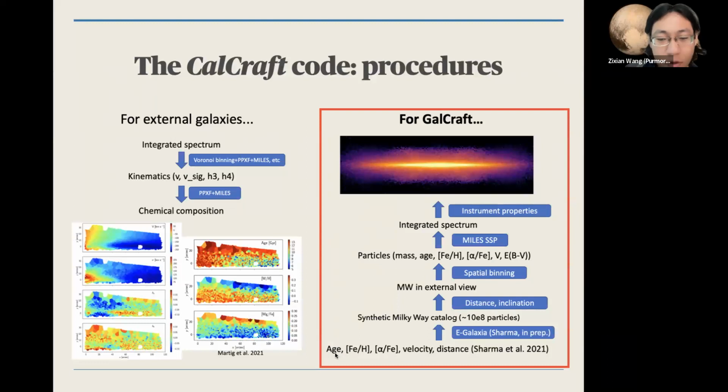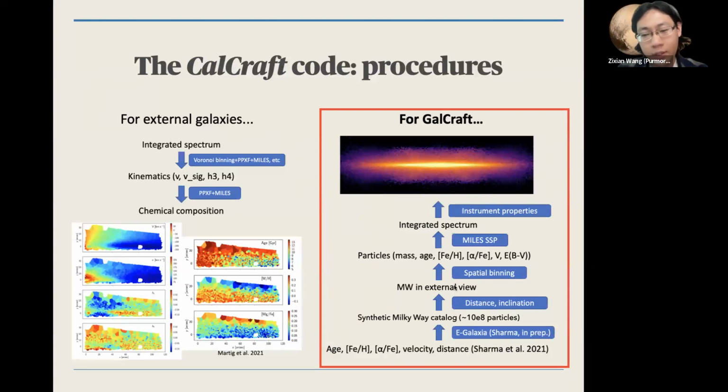We actually start from the age, metallicity, alpha, and velocity distributions. This is predicted by Sanjib's chemical evolution model. Then we put this model into eGalaxia, and we get a synthetic Milky Way catalog, which has maybe 10 to the 8 particles. Then we put this mock catalog at a certain distance and inclination. Then we get a Milky Way in an external view.